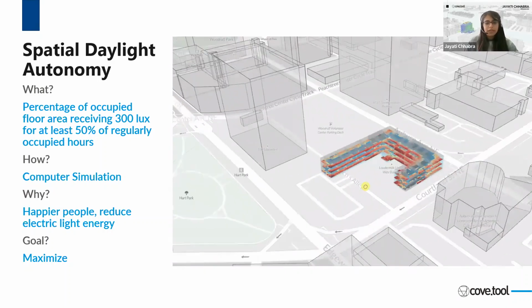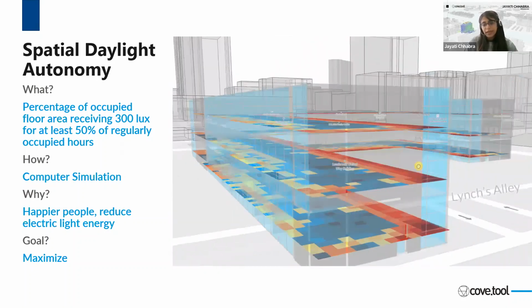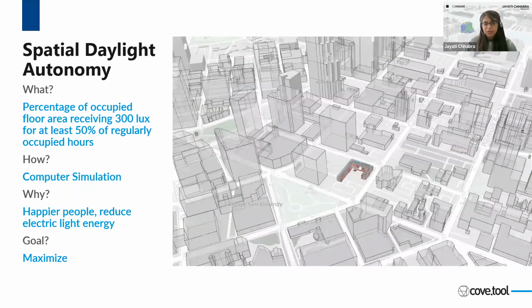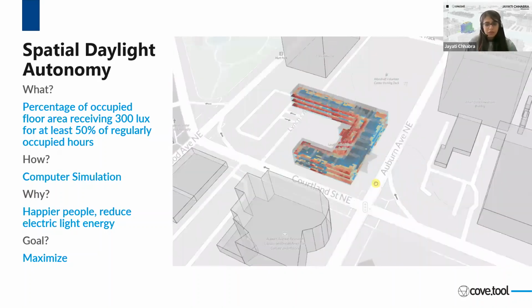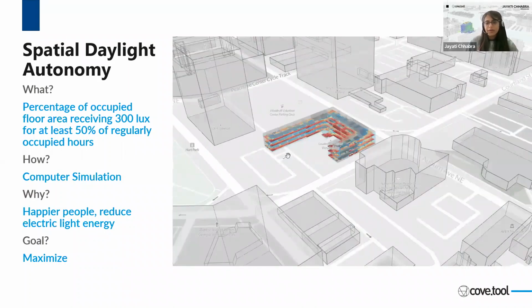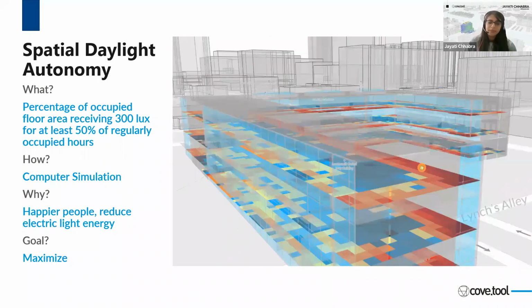You can do this analysis using computer simulation, which is a 3D analysis tab in the cove.tool platform, where you can see the animation. So here you can see all your context buildings are already generated, and then a daylight analysis is carried out.